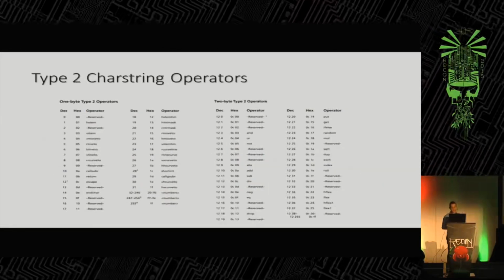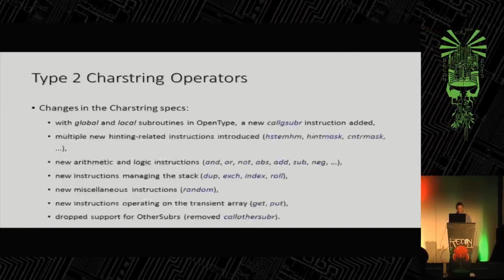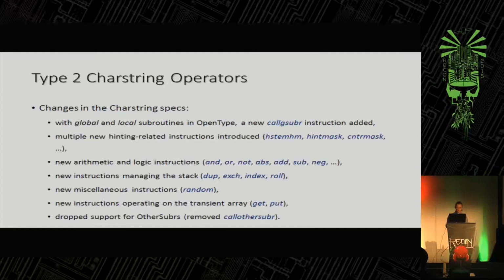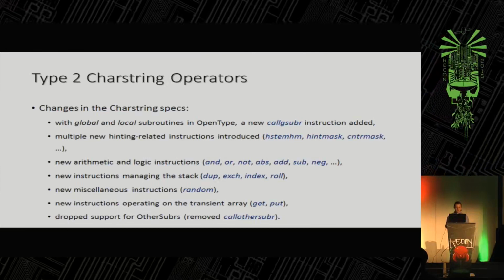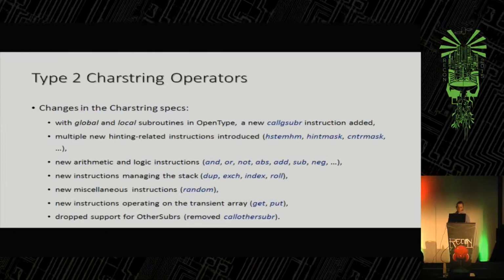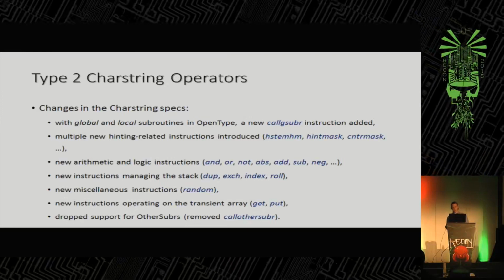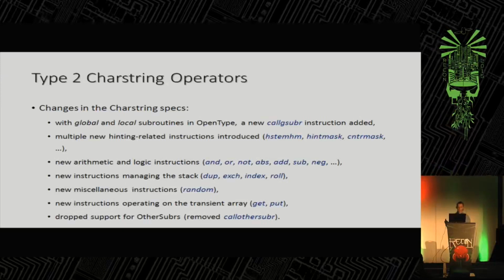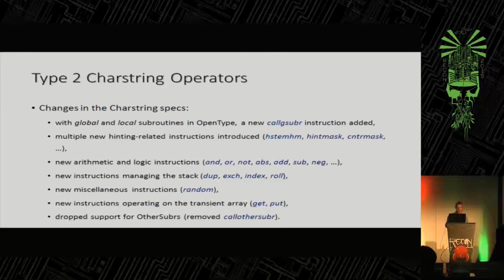So here you can see the list of operators from the OpenType specification. You can see that there are a lot more. Specifically, they introduced a lot of new instructions for drawing glyphs and for hinting, so that the fonts would be rendered nicely at small point sizes. But there are also several new instructions that are very interesting possibly from the exploitation standpoint, because there are new arithmetic and logic instructions, such as AND, OR, NOT, absolute value, addition, subtraction, and stuff like that. We also have some new instructions for managing the stack, so we can duplicate the top stack value, exchange values on the stack, get a value from a specific index on the stack, and stuff like that.